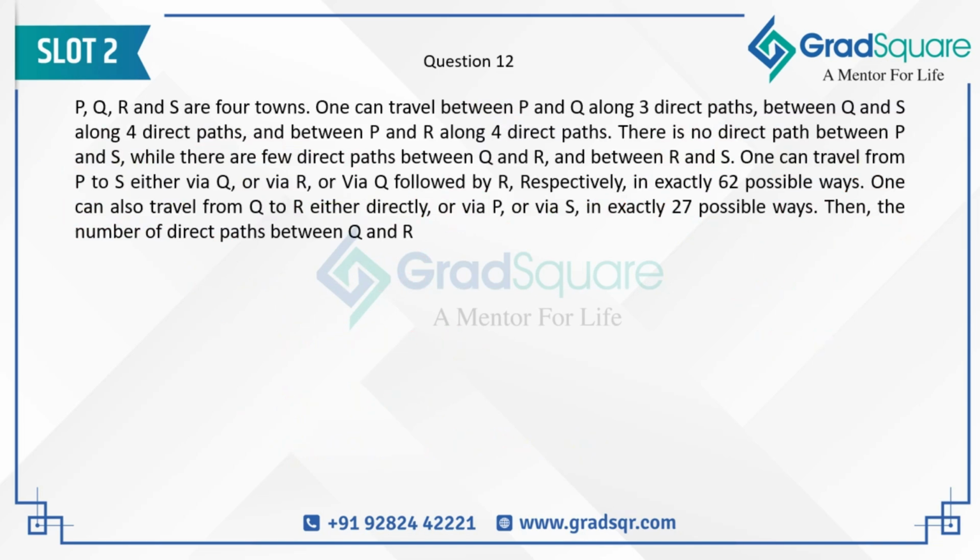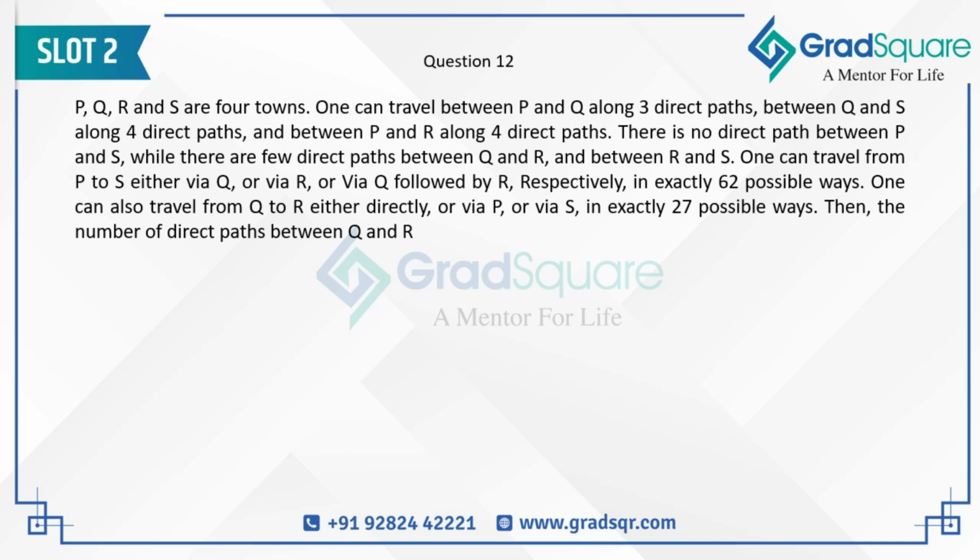Now in this question, P, Q, R and S are 4 towns. One can travel between P and Q along 3 direct paths, between Q and S along 4 direct paths, and between P and R there are 4 direct paths. There is no direct path between P and S, while there are a few direct paths between Q and R and between R and S. One can travel from P to S either via Q or via R or via Q followed by R respectively in exactly 62 possible ways. One can also travel from Q to R either directly or via P or via S in exactly 27 possible ways. Then the number of distinct paths between Q and R is the question.